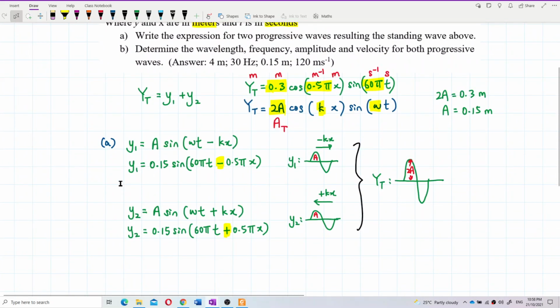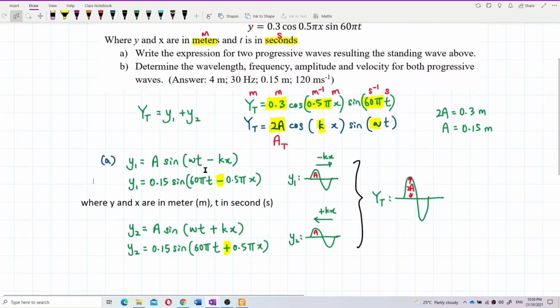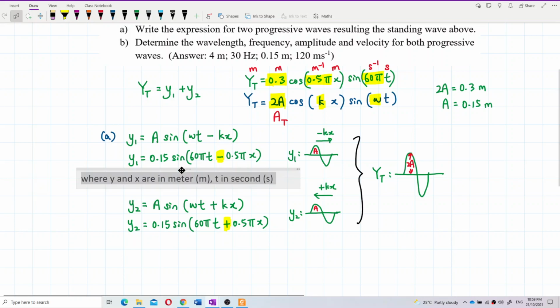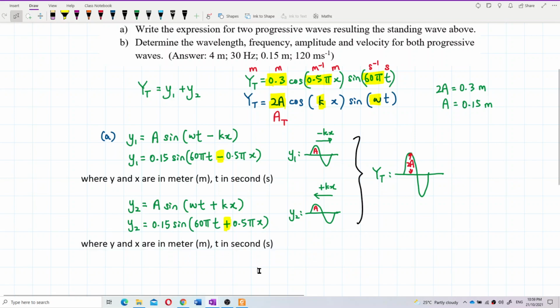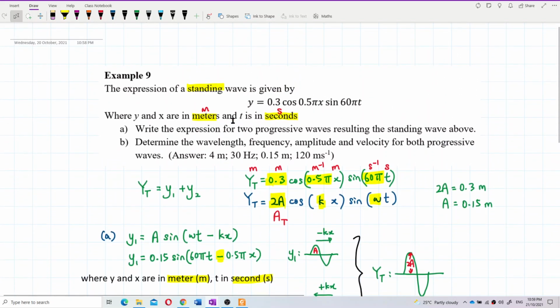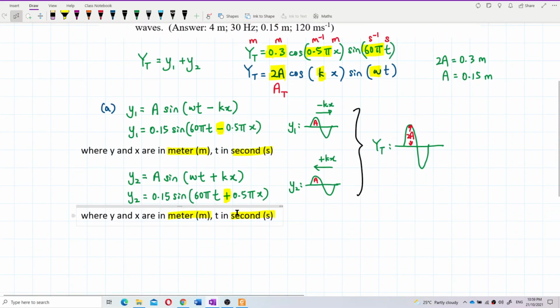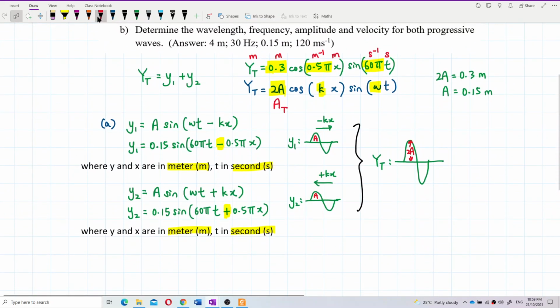And you must also write the unit. Don't just give the equation without unit. Okay? So the y and x are in meter. You must write this, in the first equation and also the second equation here. Equation must come with unit. It's the same with the standing wave. Meter and second, and meter and second. Remember, this one is y and x, not just y, not just x. Follow this one. So you must write the unit also.